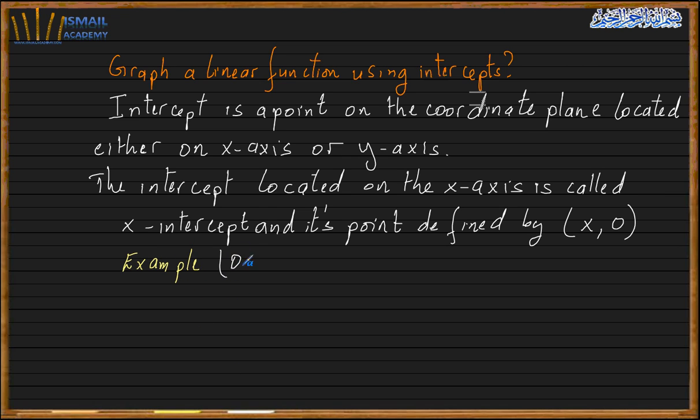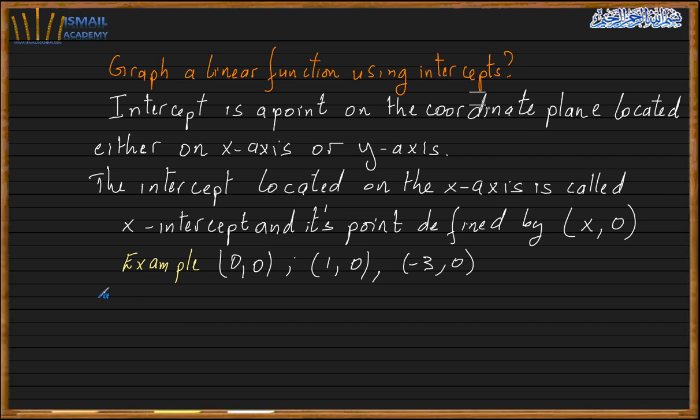So it can be (0, 0), it can be (1, 0), it can be (-3, 0). Any point that has an x coordinate not equal to 0, but the y coordinate is 0, is an x-intercept. So in the simplest way, any point with 0 y coordinate is an x-intercept.